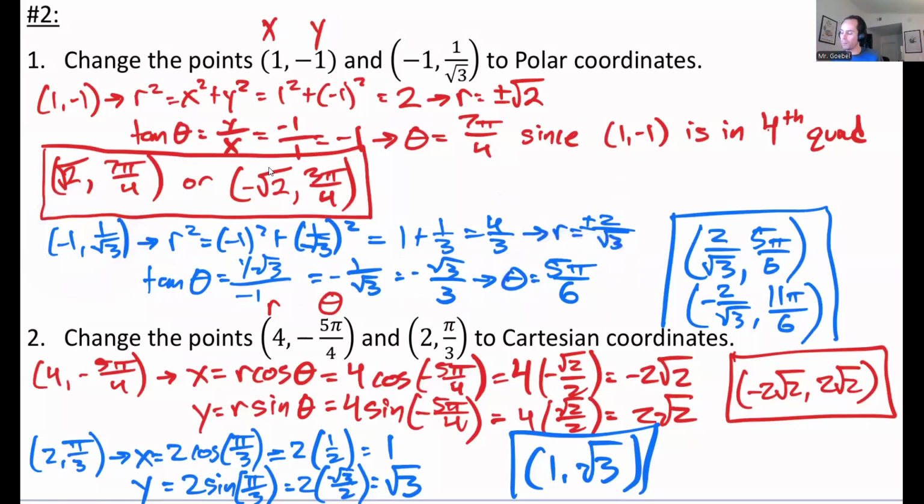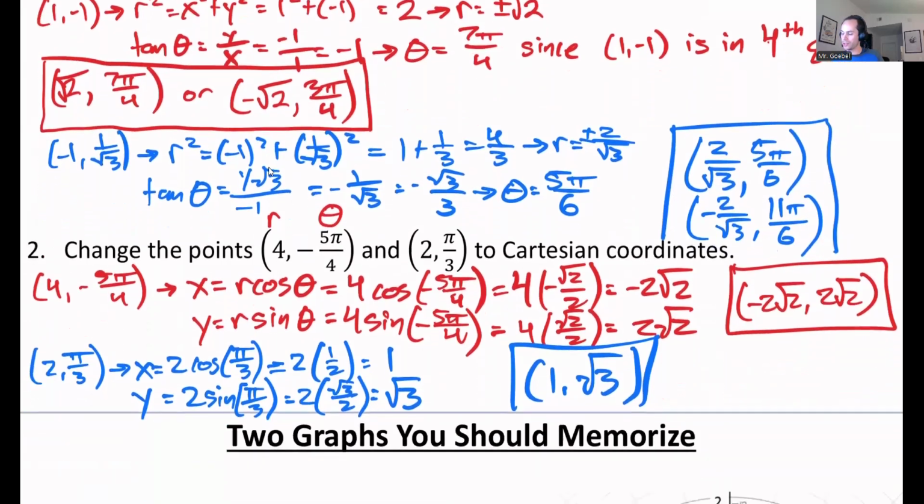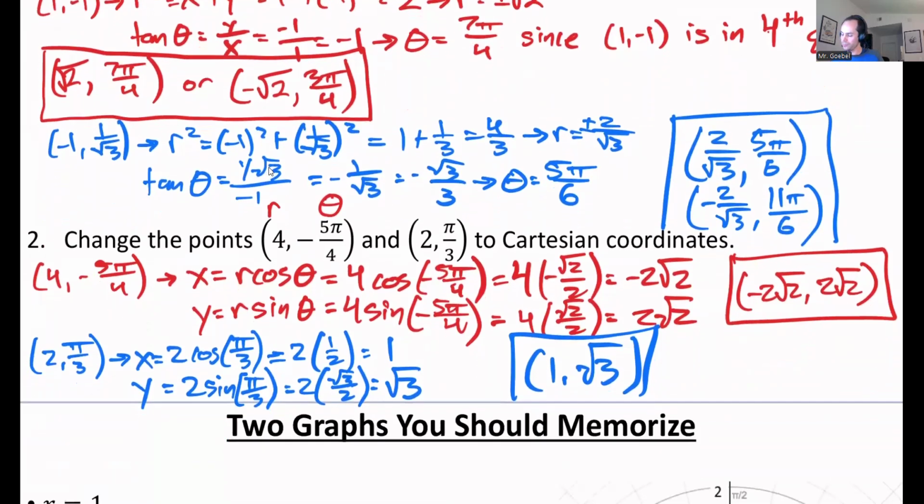So my final answer, 2 points: positive r, 2 over the square root of 3, 5 pi over 6, and then a negative r, negative 2 over the square root of 3. What is opposite 5 pi over 6 is 11 pi over 6. That's in the fourth quadrant.